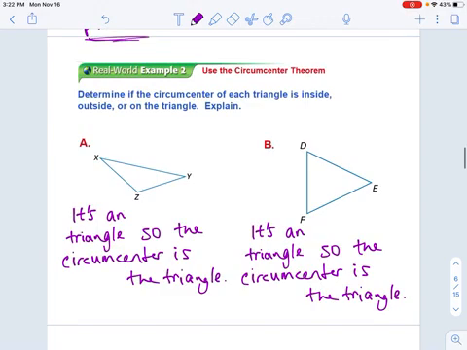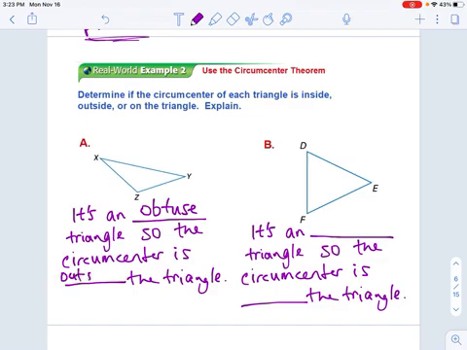For now, though, we have to determine if the circumcenter of each triangle is inside, outside, or on the triangle, and explain. So I have written out a little prompt here for my explanation and whether it's inside, outside, or on. So I just have to fill in these blanks. I know it's an obtuse triangle. So the circumcenter is outside the triangle. For part B, it's an acute triangle. So the circumcenter is inside the triangle. And it's as easy as that.